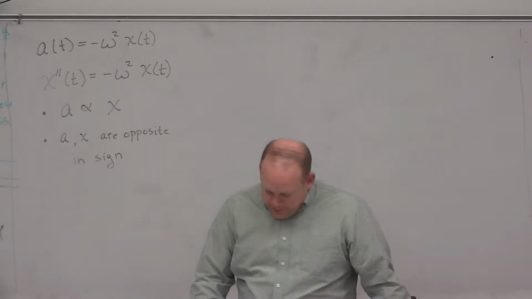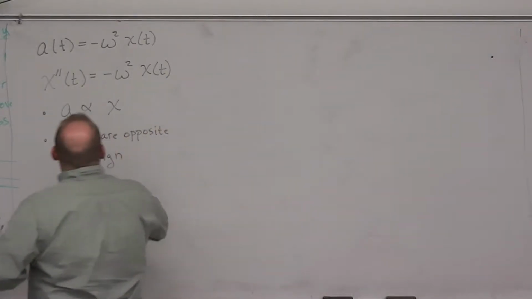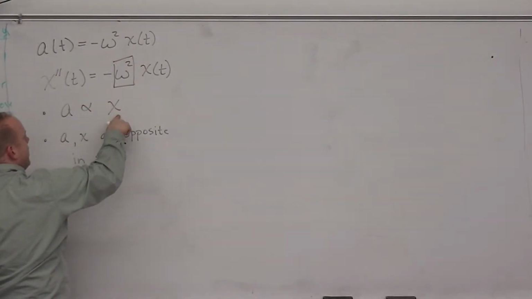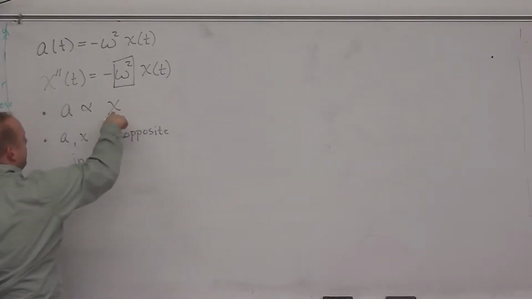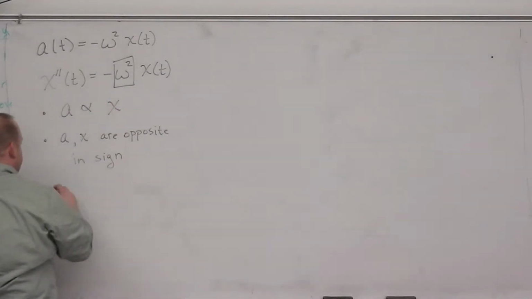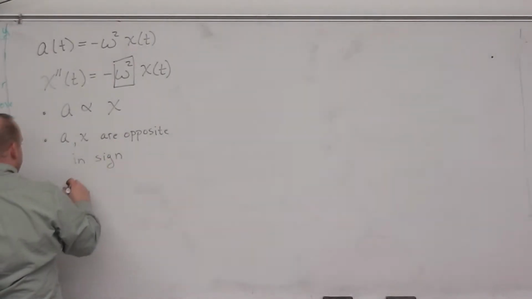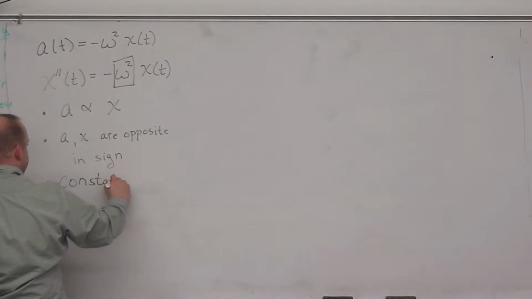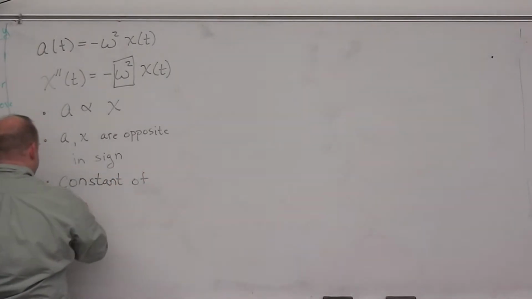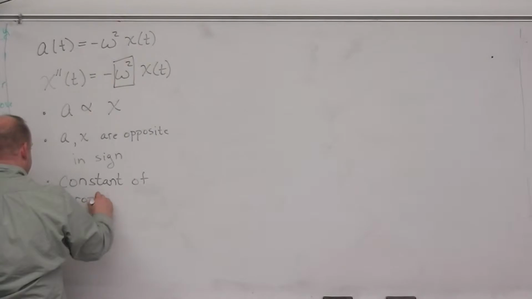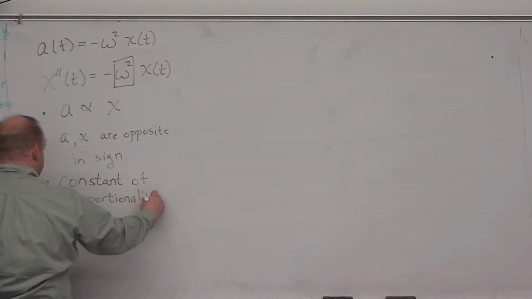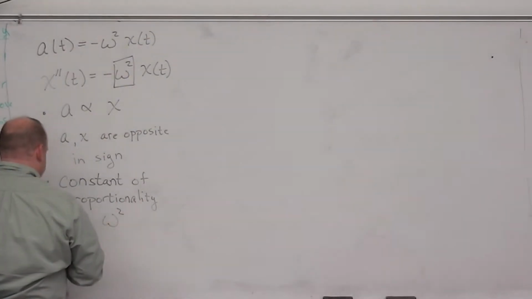All right, one final thing here, and this is a big one. We say that A and x, the acceleration and position, are proportional to each other. The constant of proportionality is omega squared.